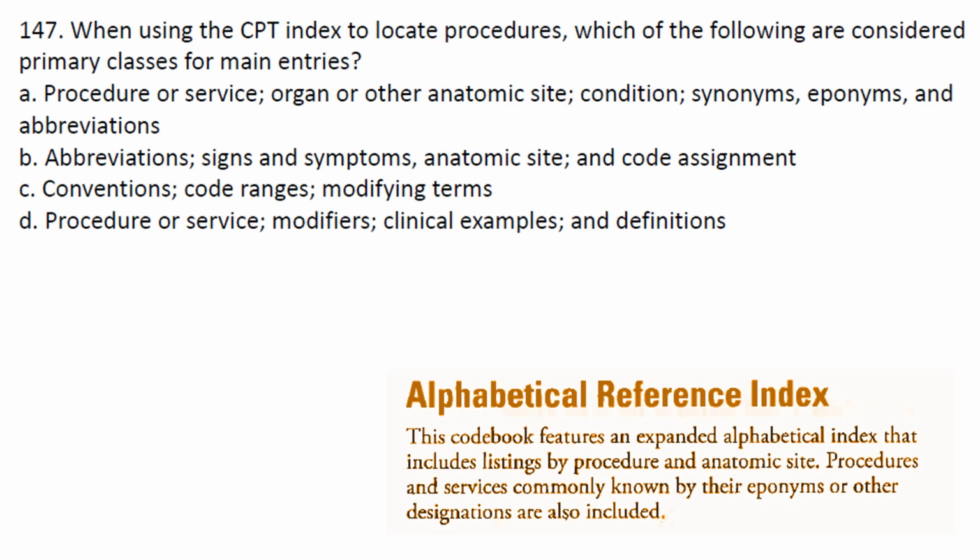When using the CPT index to locate a procedure, which of the following are considered primary classes for main entries? Here you will see at the beginning of the book, they have given the definition of the alphabetical index, and in the alphabetical index they have said this code book features an expanded alphabetical index that includes listing by procedure and anatomical site. Procedures and services commonly known by their eponyms or other designation are also included.